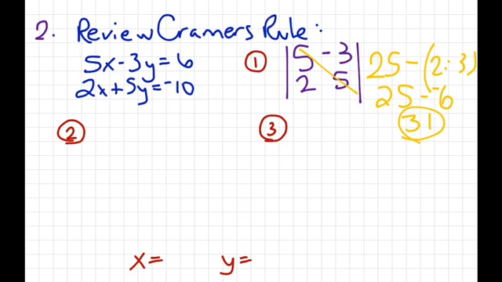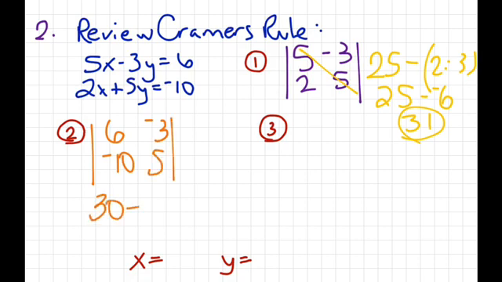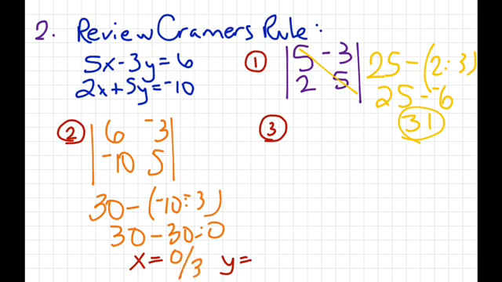The next step that you're going to do is you are going to write a new matrix, but instead of the 5 and the 2, we're going to put our constants, and then negative 3 and 5, and so then you're going to find the determinant of that. So you're going to do 6 times 5, subtract, and then negative 10 times negative 3. So 30 minus, and negative 10 times negative 3 is 30, so it's 0. And then if you remember, to find x, then we're going to do 0 divided by 31, which is 0. And so that will be what x is.